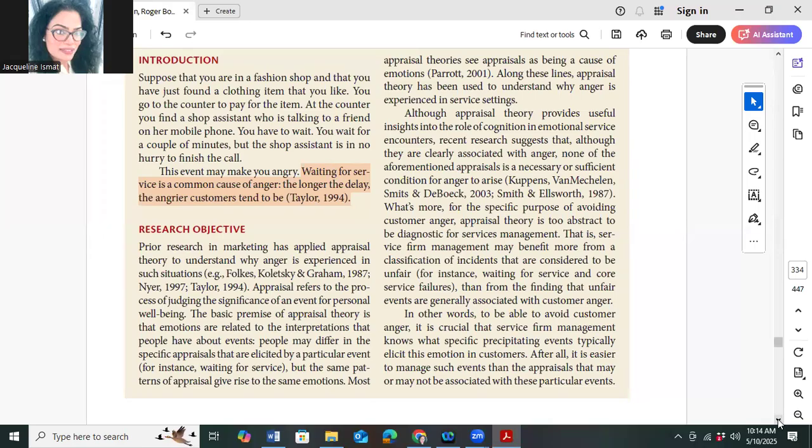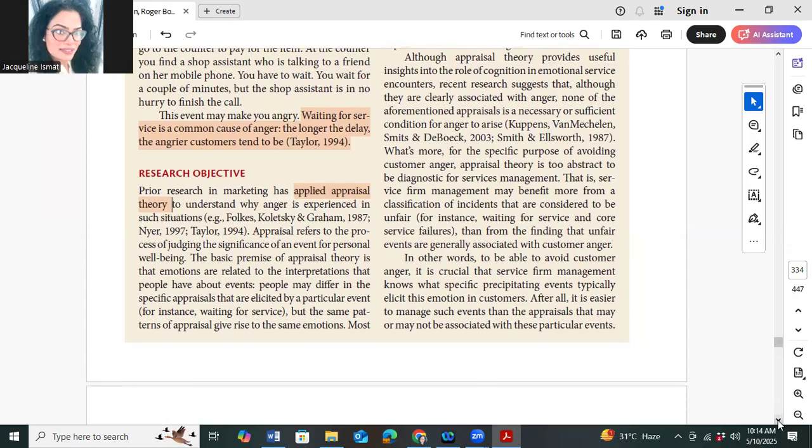Remember, we are studying coding. Okay, we are basically studying data reduction. The step that we are studying is basically data reduction. So the research objective: prior research in marketing has applied appraisal theory to understand why anger is expected in such situations. So there is a mention of appraisal theory. That theory justifies why consumers get angry when such incidents happen between consumers and the store staff. So the theory also supports it. Let's talk about appraisal theory.